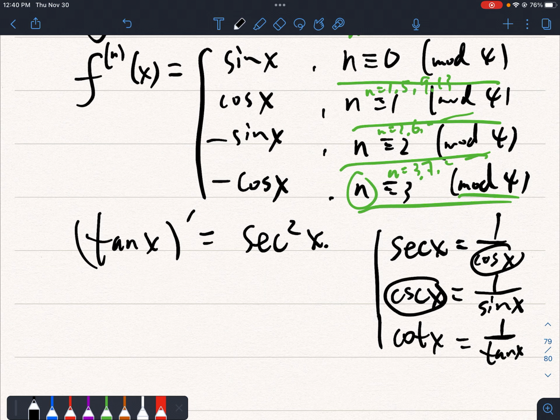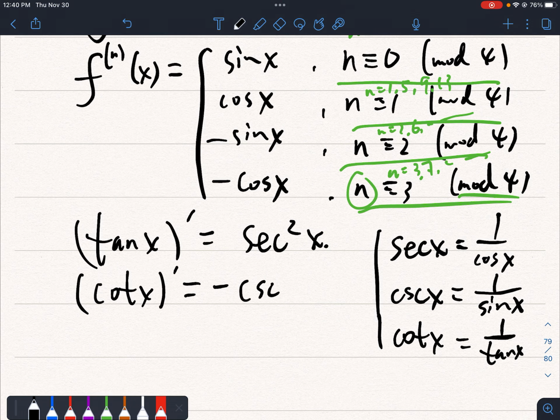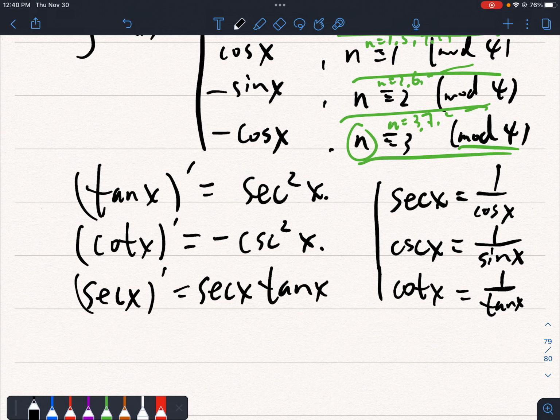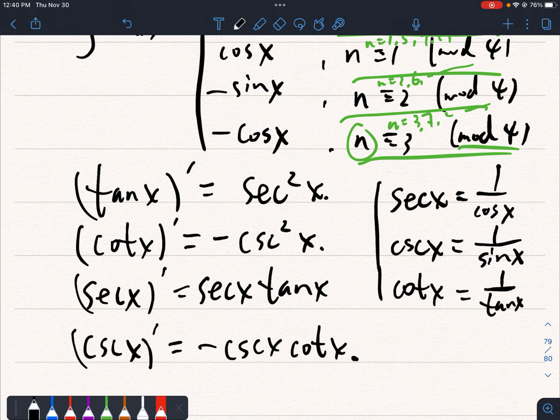So one might think that the secant should be paired to sine, but it's wrong. Secant is the reciprocal of cos, while cosecant is the reciprocal of sine. Okay? And then we also have, let's look at cotangent of x. Its derivative is minus cosecant squared of x. And if we look at secant x, then its derivative is secant x times tangent x.